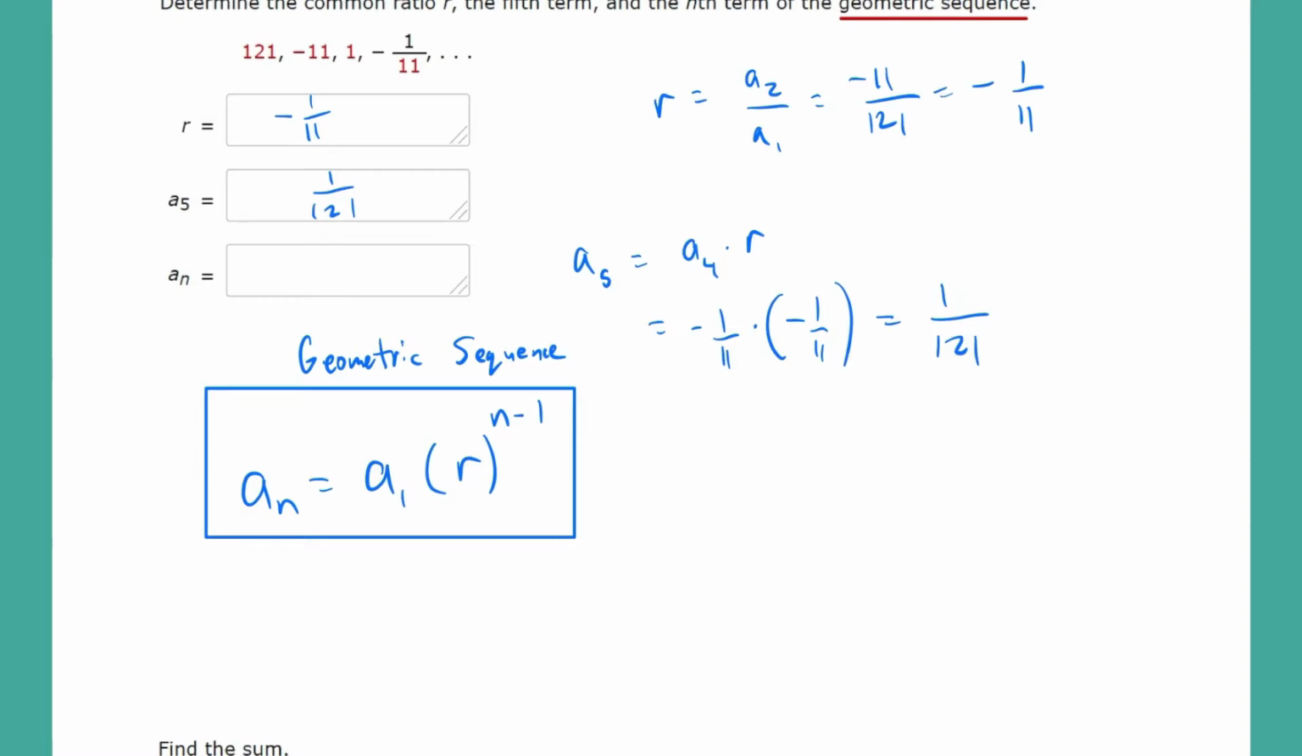So we know what the first term is. It's 121. And we know what the common ratio is. It is -1 over 11. And therefore, we should be able to find this. A sub n is equal to the first term times the common ratio raised to the n minus 1 power. So that will do it. That is our final answer.